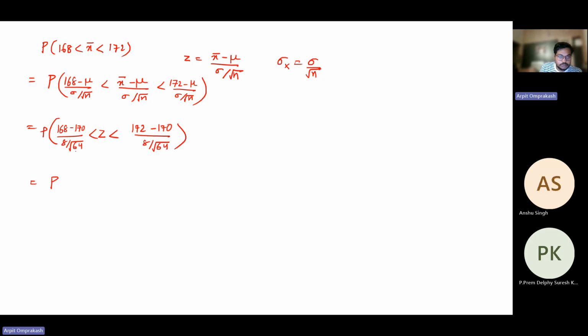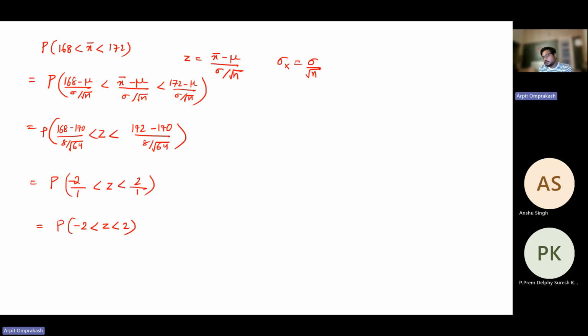Root of 64 is 8. So 8 divided by 8 is 1. This is minus 2 actually. So minus 2 is less than z, and z is less than, again, 172 minus 170 is 2, divided by 1. So this is what we need to look up.